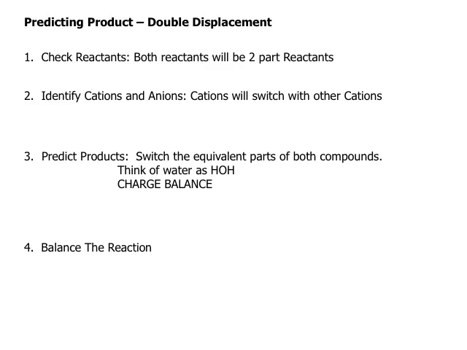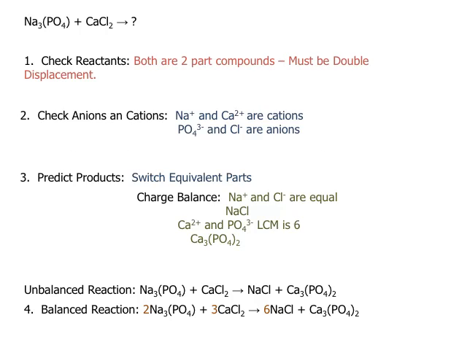Double displacement, this is really just a slightly more elaborate single displacement where you're going to have 2 compounds and they're just going to switch their respective anion and cation parts. And if water is involved, remember to think of it as HOH. Alright, so we're going to look at this. I'm going to figure out the charges of everything. Sodium, alkali metal, +1. Calcium, alkali earth metal, +2. Phosphate, polyatomic ion, -3. Chlorine, halogen, -1.